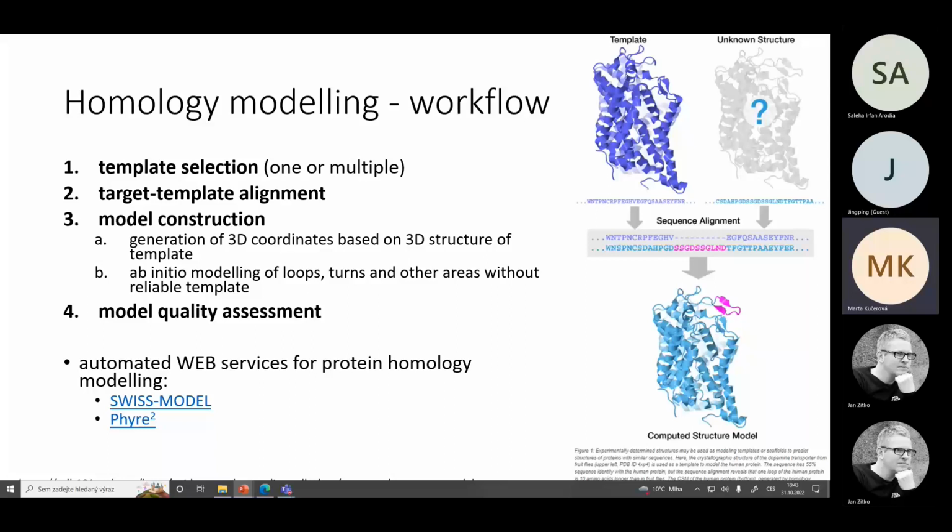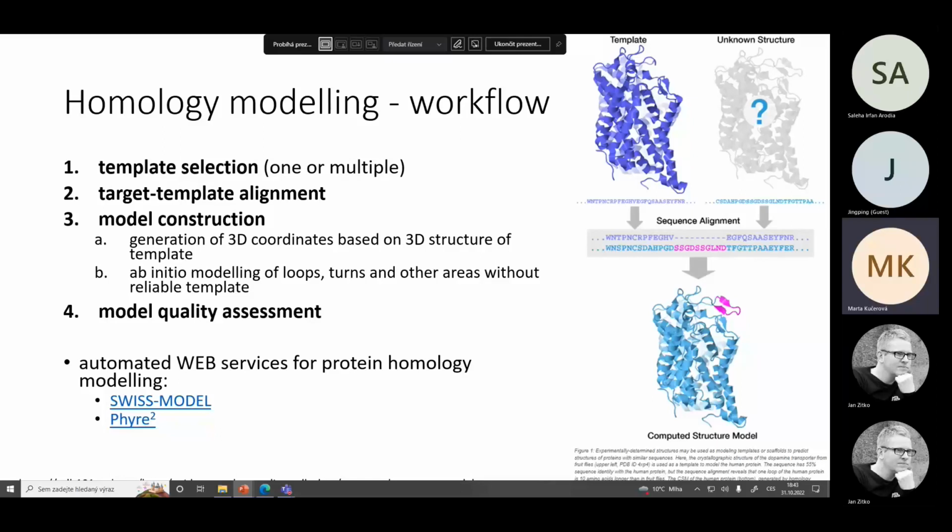How does the workflow for homology modeling go? Firstly, we have to find a template, at least one, but we can also have more templates to get a better and more reliable model. You can see it in the figure on the right side. We have a template where the 3D structure is determined, and we have a protein where we know only the amino acid sequence, and we want to predict the 3D shape. So the second step is the alignment of the amino acid sequences, which is also visible in the figure.